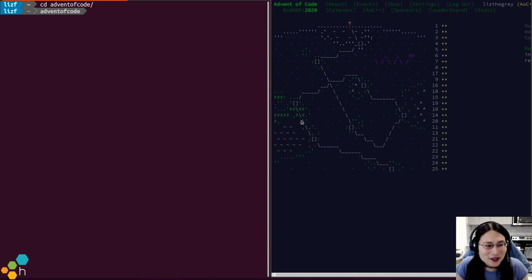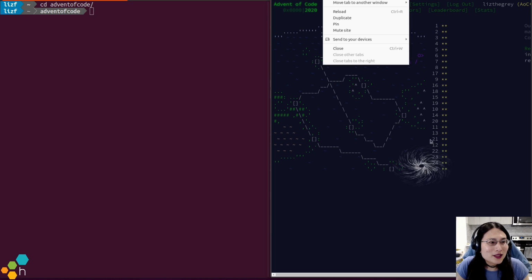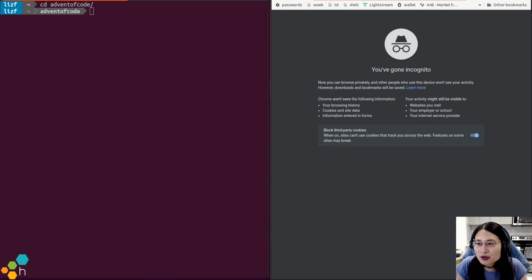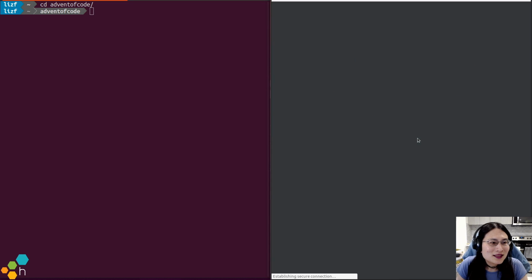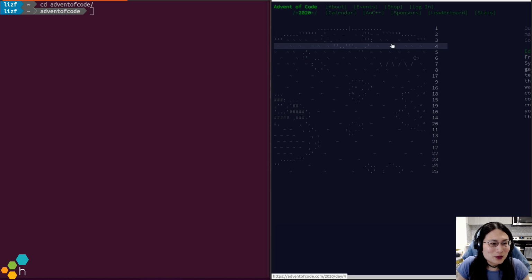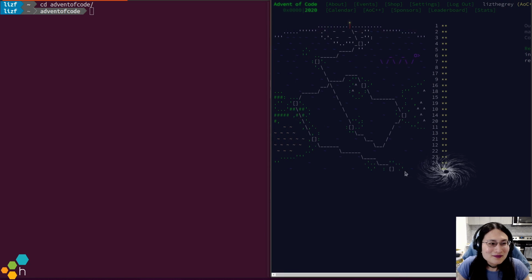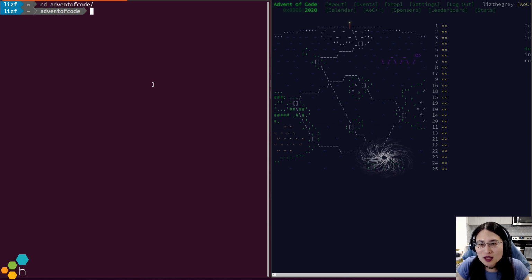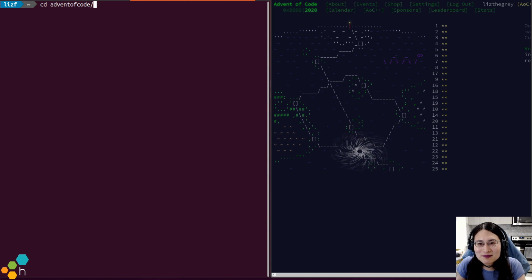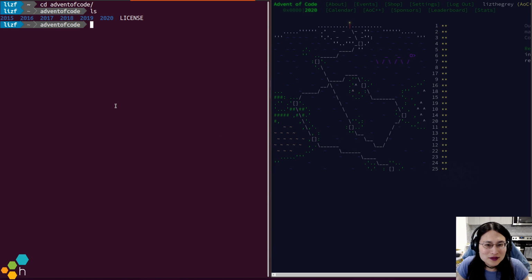So this is what a completed Advent calendar looks like. But if I open a new incognito tab, what you'll be able to see is this is what it looks like when you haven't completed it. You'll just see the empty world map. So you can see here that I've completed all 25 of the days. But there is obviously a little bit of stuff that needs to happen here.